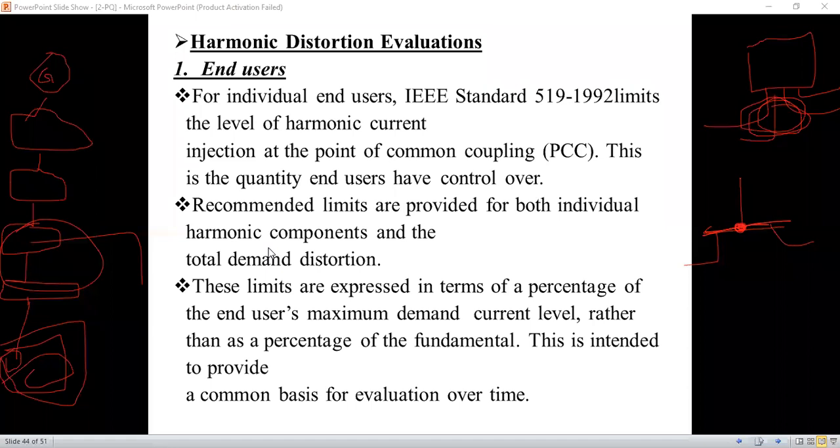It is going to give the total demand distortion we have to fit. The IEEE standard is going to give the limitations here. Whatever limits are provided, these limits are expressed in terms of a percentage of the end user's maximum demand current level. So in the form of a percentage, 30%, 40%, like that, the IEEE standard gives it in terms of the percentage of the end user's maximum demand current level, based on how much current the end user requires.